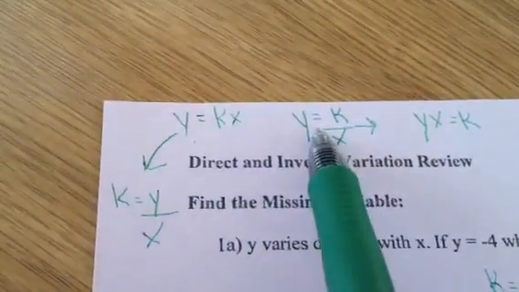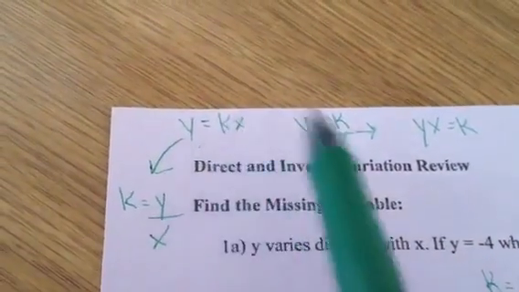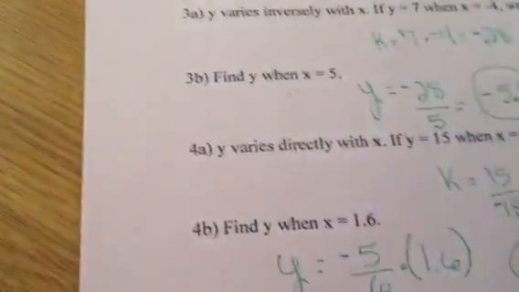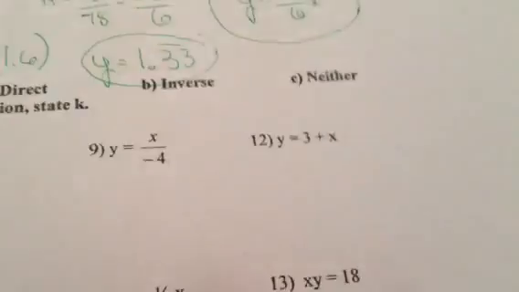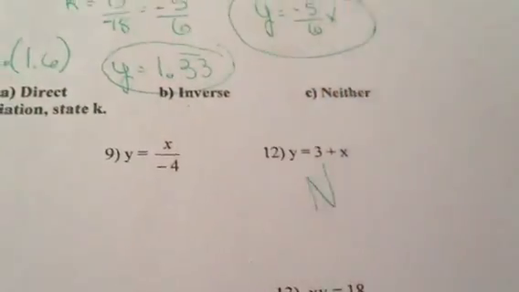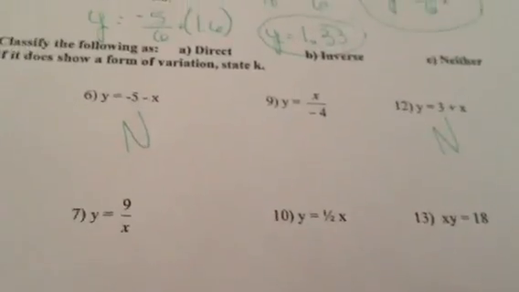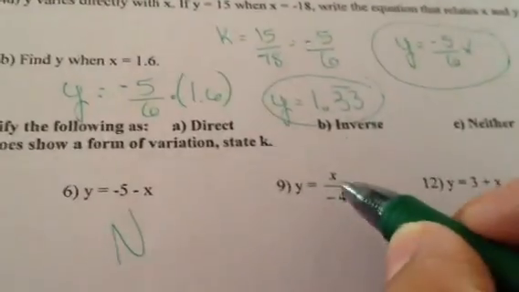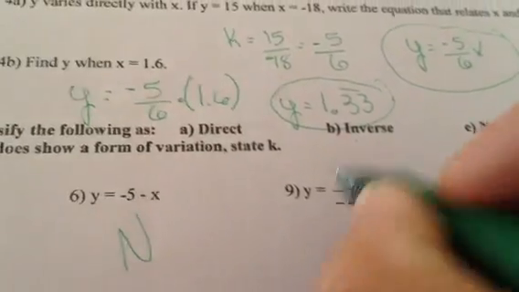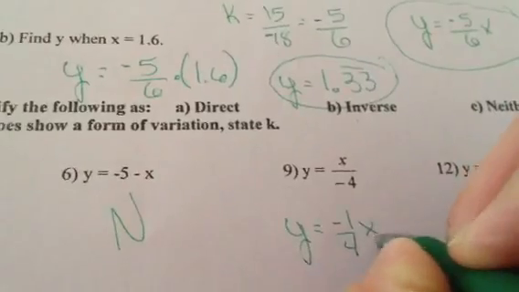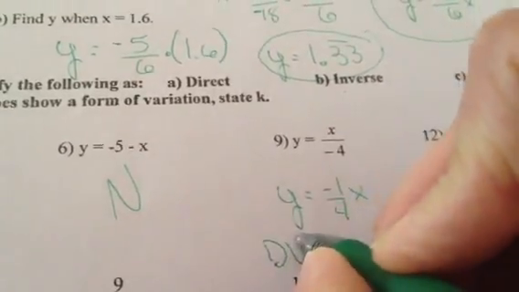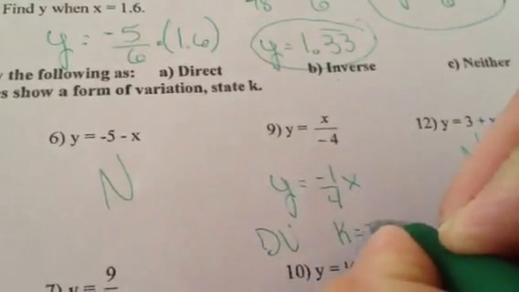So remember, all the equations have to be in the form y equals, and x is either multiplying or x is dividing into k. So I can see right away that 6 with subtraction is neither, and I can see that 12 with addition is neither. So those two are done. Just going through, and I realize these are not numbered correctly, but number 9, this is direct variation because I could rewrite this as negative 1/4, and x is multiplying to that. So it's direct variation, and then k is negative 1/4.